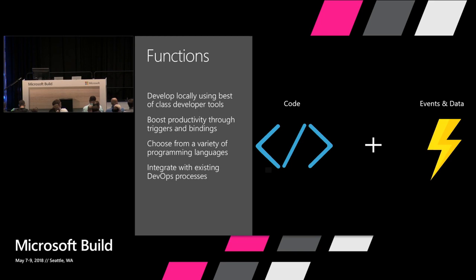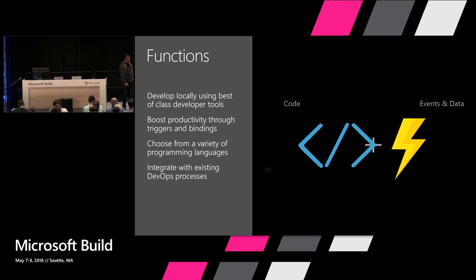You can just write a few lines of code, and we'll see that as we go along, how easy and simple it is. And functions boost productivity through triggers and bindings. We will talk more about them. And you can choose a variety of programming languages: C#, F#, JavaScript, TypeScript, or Java. You can choose any of the languages to write functions. And it can really integrate with existing DevOps processes.